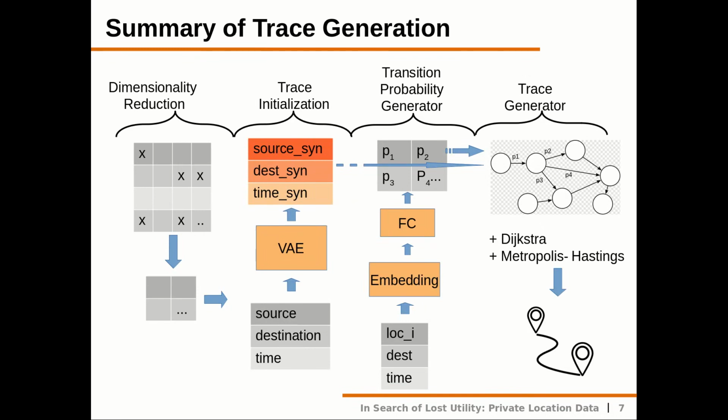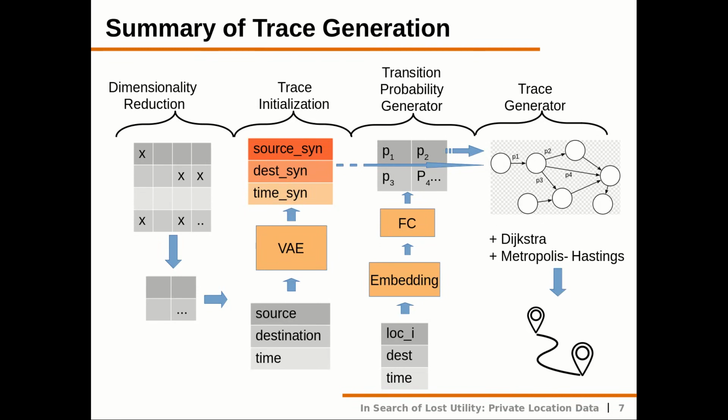And then the important part here is the second step, where you take a source, a destination, and time information from a trace. You train a variational autoencoder on it, so you're going to get in the end synthetic source, destination, and time information. So we have this, and in the third step we generate the transition probability between each and any location in our input space.